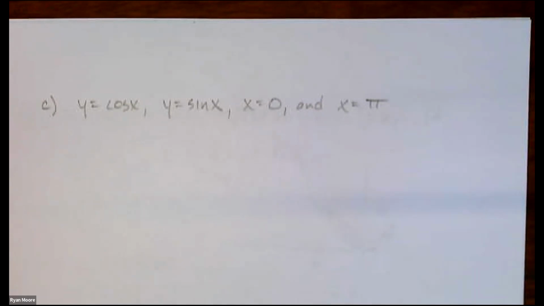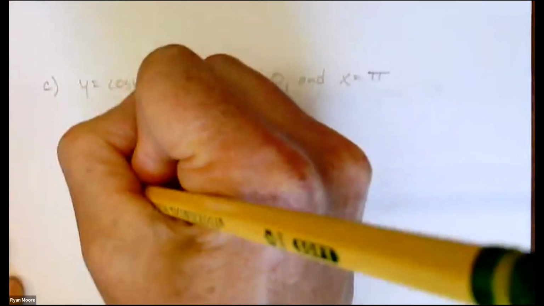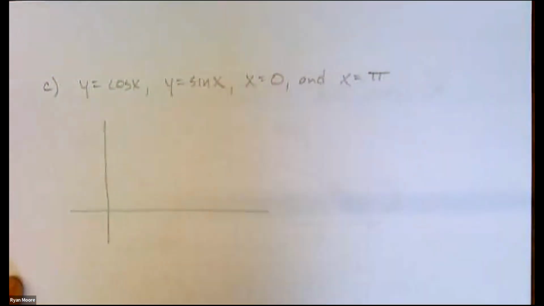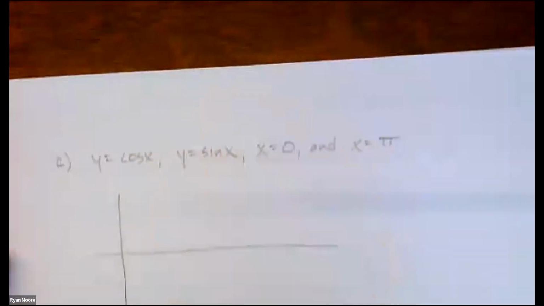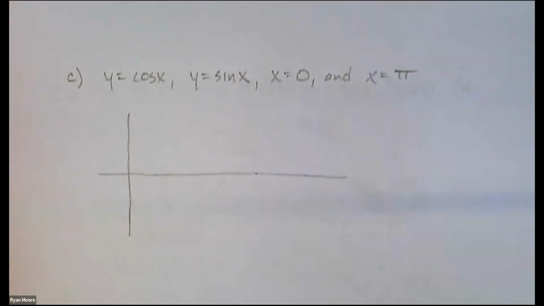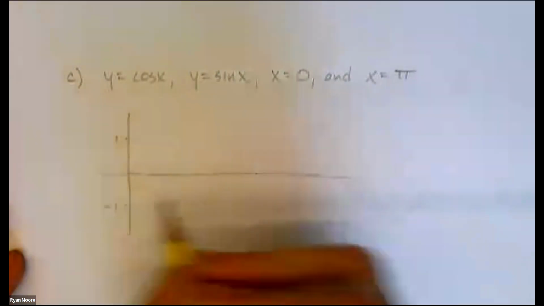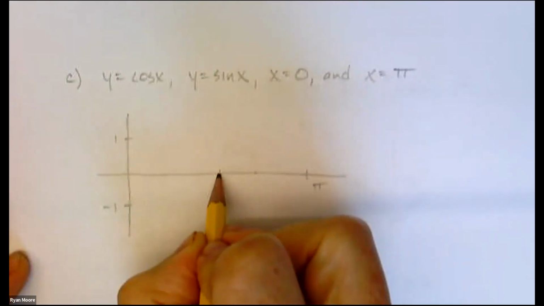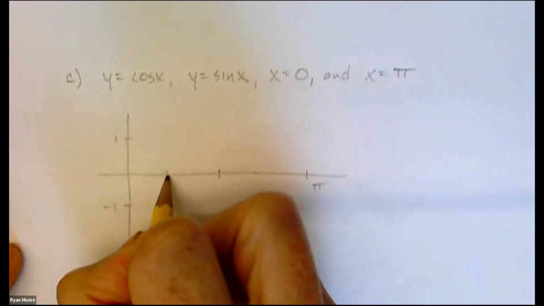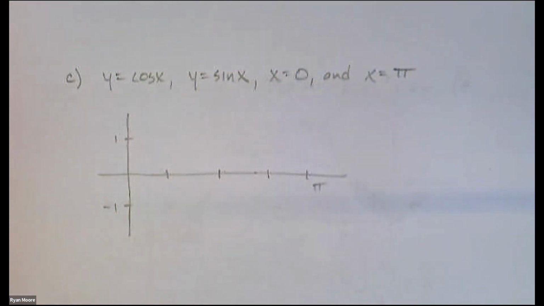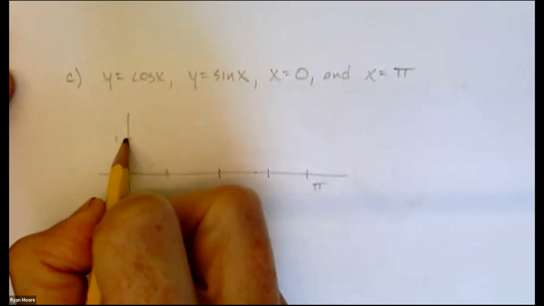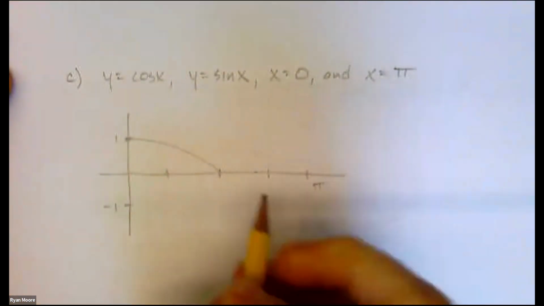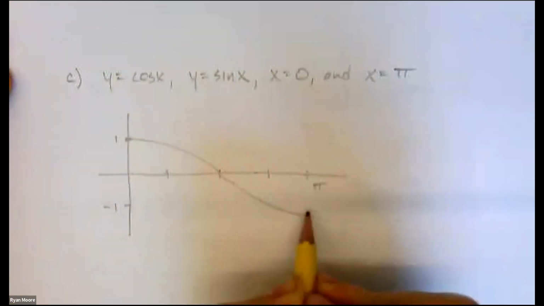Let's graph that by hand. Actually, and we'll just go ahead and put pi right there. Here's pi over 2, and maybe we'll even do a couple more. All right, so cosine starts up at 1, comes down through pi over 2, and by the time it gets to pi, it's at -1.